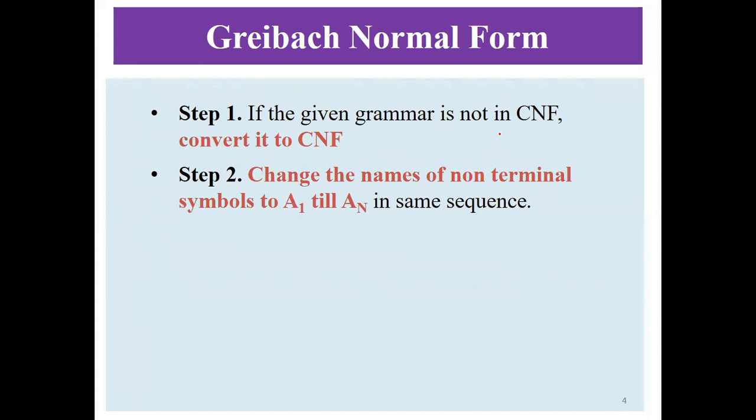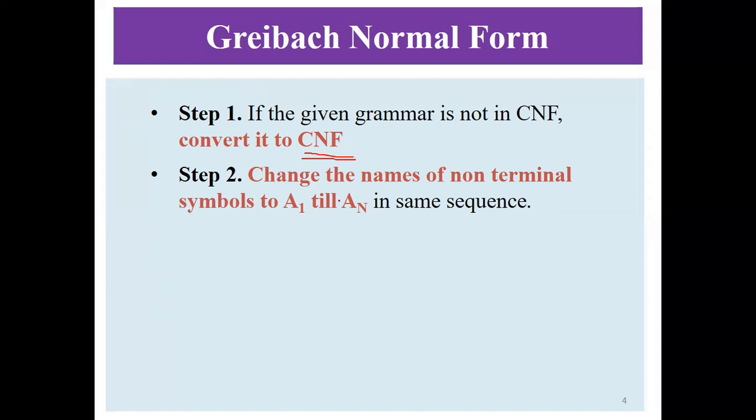Next, we are going to convert a grammar into GNF form. First, you will be given a context-free grammar and you have to check whether it is in CNF. CNF you know, right? CNF is Chomsky normal form. Once the CFG is given, you have to check whether it is in CNF. If it is not in CNF, you have to convert it into CNF. That is the first step.